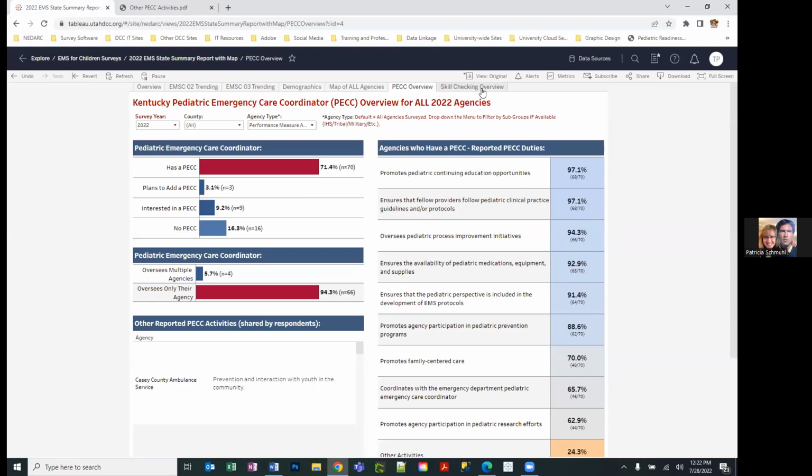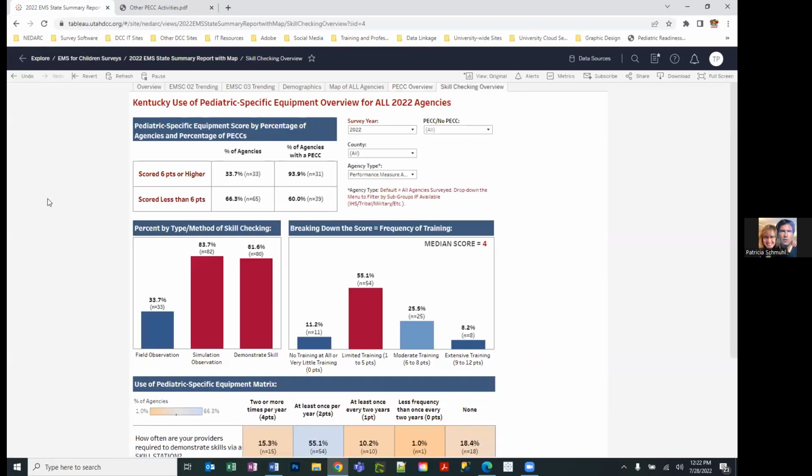So then we have the skill checking overview, and this is just arranged a little bit different from last time. Again, we shifted the focus to PECs. So we have a chart here that just looks a little bit different. Here we have those agencies that scored 6 points or higher. So in the EMSC manual, 6 points is considered meeting the measure.